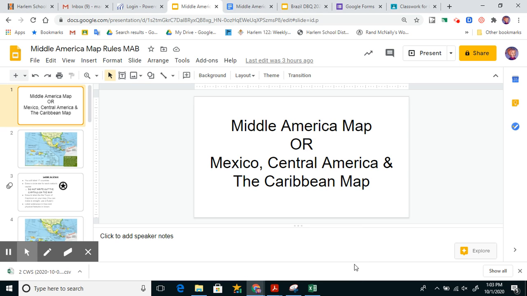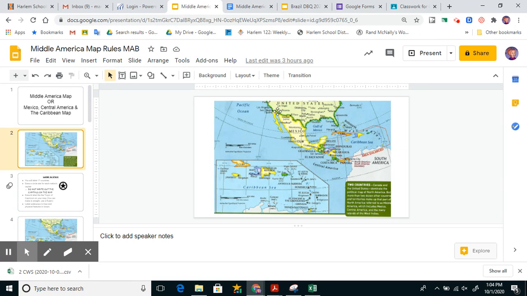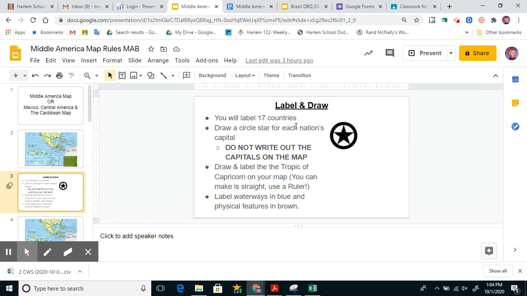The purpose of this video is to help you understand the map rules for the Middle America map. It's also titled Mexico, Central America, and the Caribbean map as well. You can use either of those two titles. So we're looking at the landmass south of the US border, Mexico, Central America to South America, and the Caribbean. There are 17 countries that you have to include on this map.